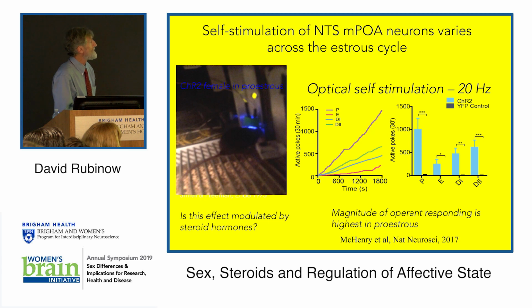And so this is a mouse during proestrus. And you just see that she can't get enough of this. Illustrated here during proestrus when estrogen levels are high, she'll do this for 1,500 times over the course of 30 minutes. So estrogen is profoundly rewarding under these circumstances, and whoa, that's cute.